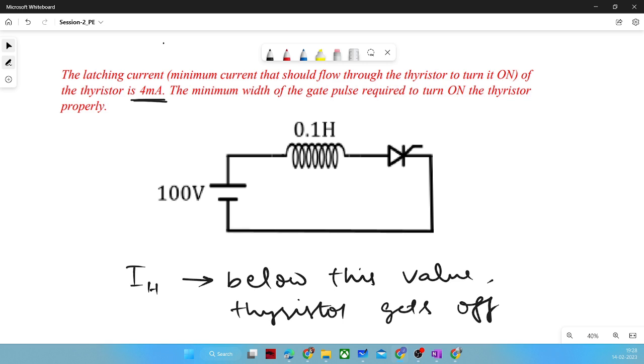And this kind of commutation circuit can be eliminated with the help of load commutation.